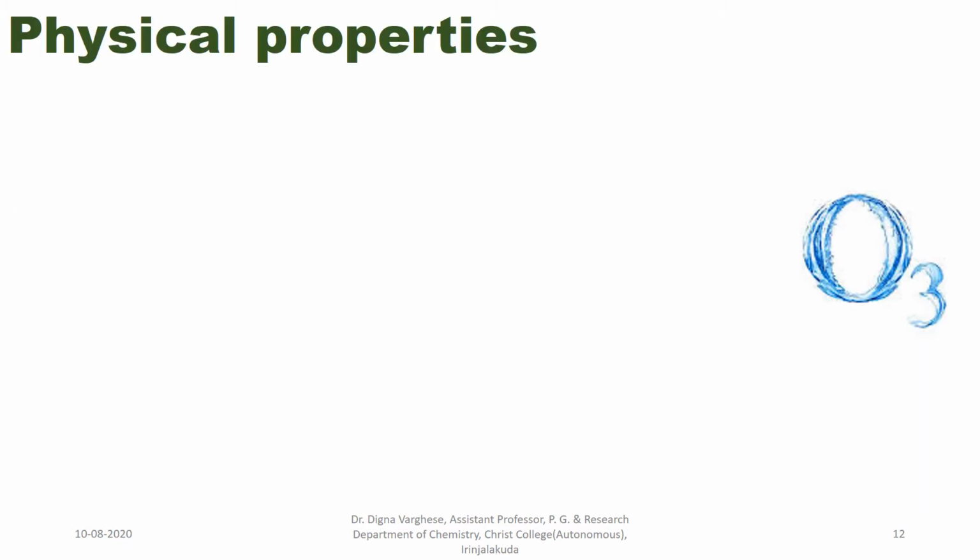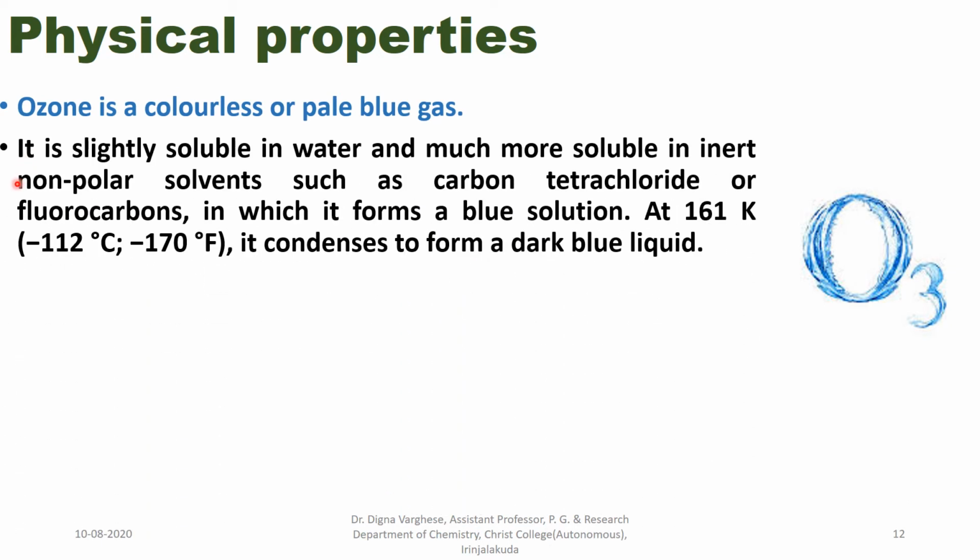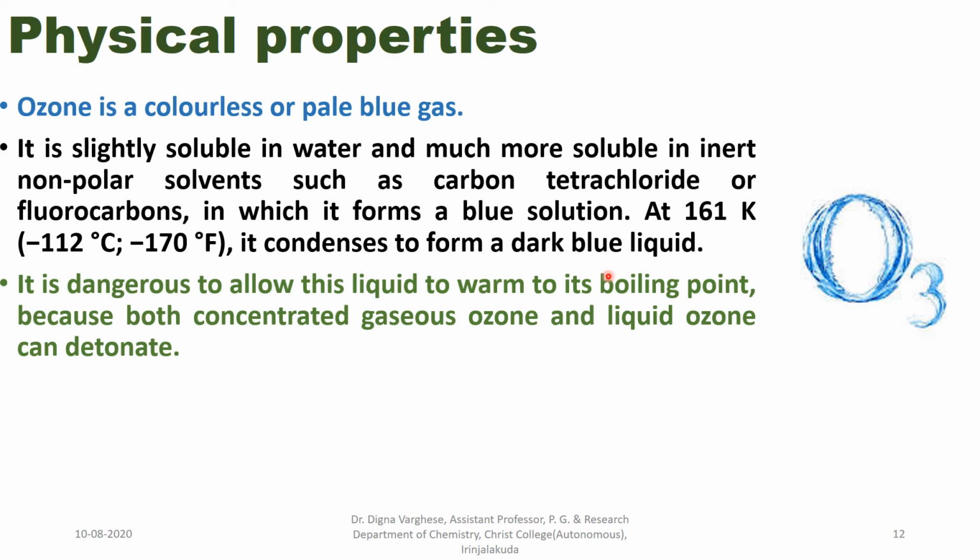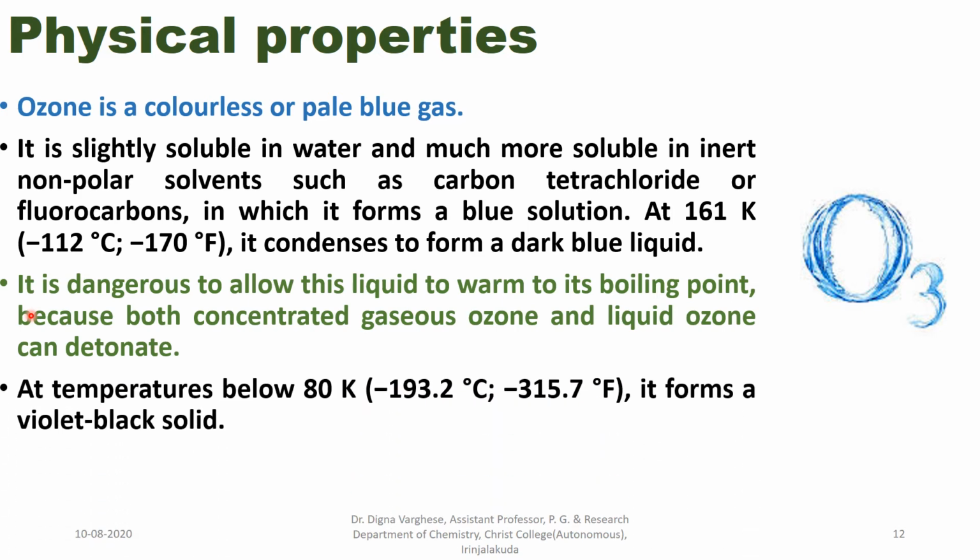Physical properties of ozone. Ozone is a colorless or pale blue gas. It is slightly soluble in water and much more soluble in inert non-polar solvents such as carbon tetrachloride or fluorocarbons, in which it forms a blue solution. At 161 Kelvin, it condenses to form a dark blue liquid. It is dangerous to allow this liquid to warm to its boiling point, because both concentrated gaseous ozone and liquid ozone can detonate. At temperatures below 80 Kelvin, it forms a violet-black solid.